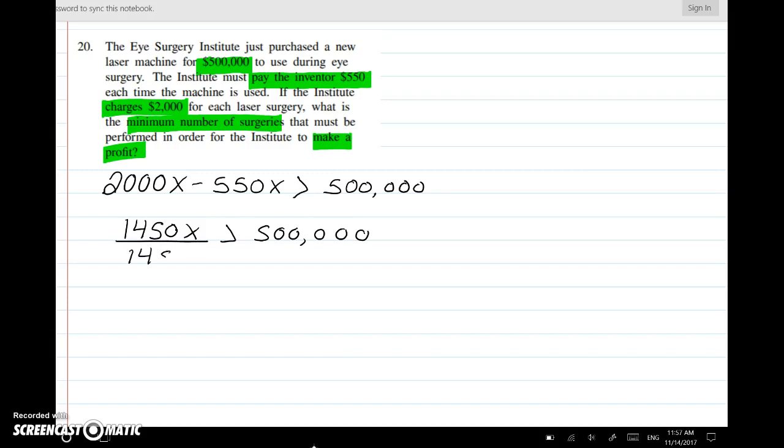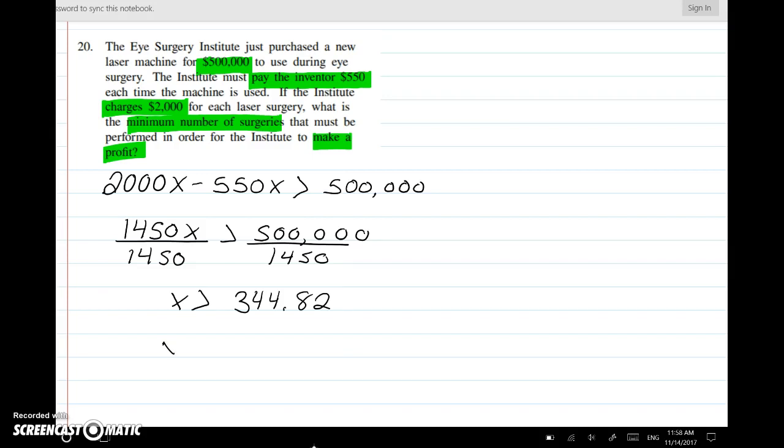Divide both sides by 1450. And you get x is greater than 344.82 and a whole bunch of other numbers. We're not going to really worry about them right now. Now, can I perform 344.82 surgeries? I think the person I performed the 0.82 surgery on is not going to be too happy with me. So I have to actually round up because I want to make money. More surgeries, more money.